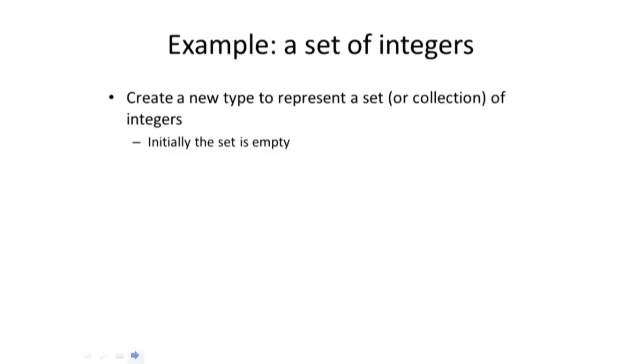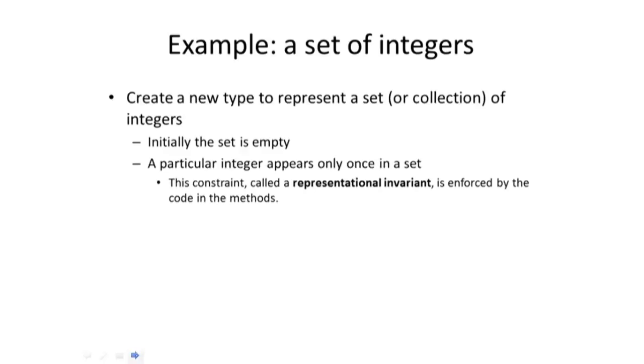Now that's going to help us think about our definition of how to initialize something. Set's initially empty. Great. Second characteristic we're going to have, as we said, is that a particular integer should appear only once in the set. This is a constraint on the set. It's often called a representational invariant, and it's going to be enforced by the code in the methods of the class definition itself. And I'm going to have some options in terms of how I want to do things. For example, if I have a particular integer in the set and I try and add another instance of the same integer into the set, what should happen? Well, I could throw an error, or I could say, you know what, nothing happens, I just can't put it in. I'm going to have some choices in terms of how I do it.